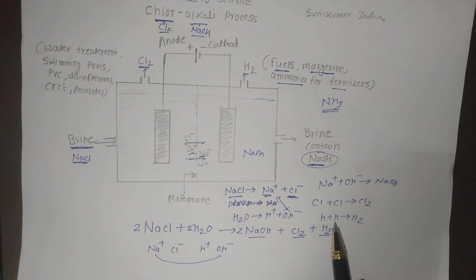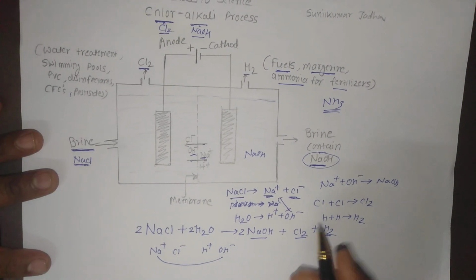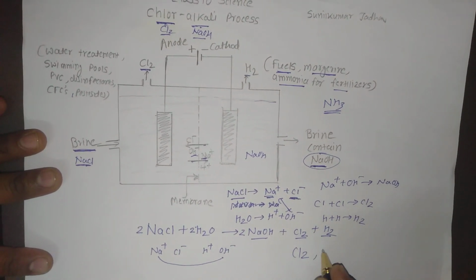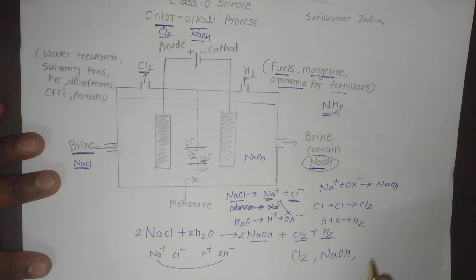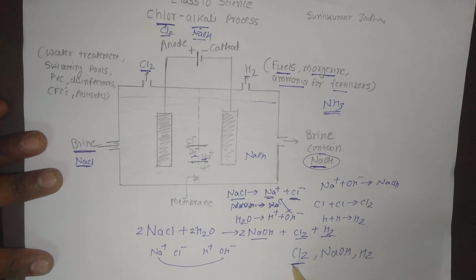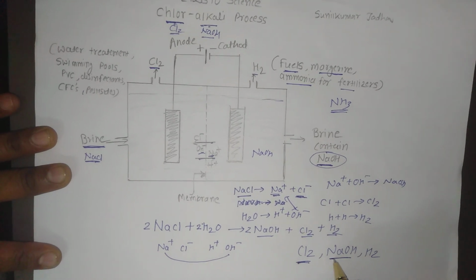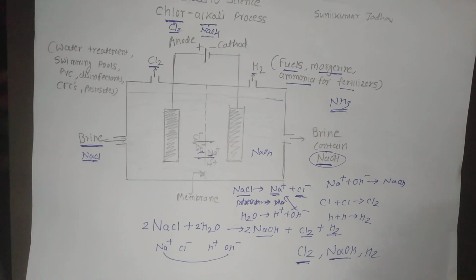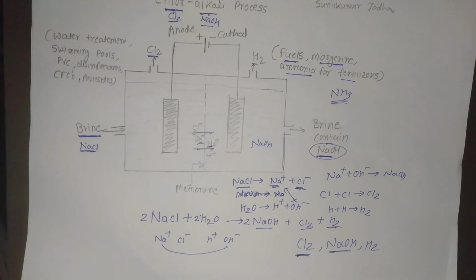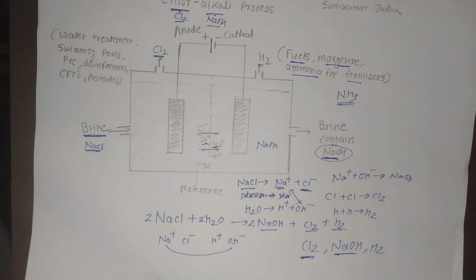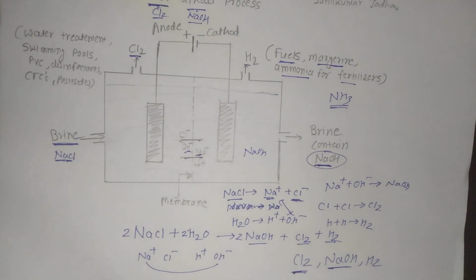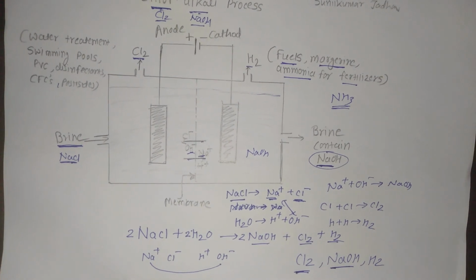So in this process, what do we obtain? We obtain Cl2, alkali and H2. Here chlorine is obtained, which is called chlor, and alkali is obtained, so it is called the chloralkaline process. I hope it is very clear from this video. So this chloralkaline process is useful for obtaining these by passing electricity, hence it is also an electrolytic process.